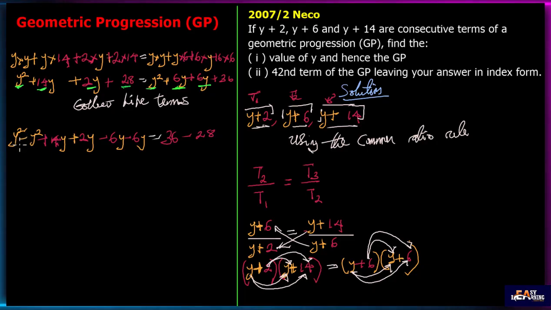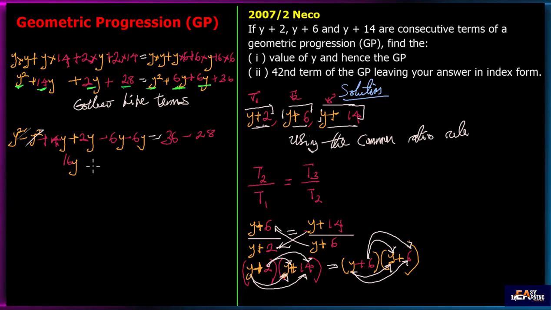Minus y, this will become 0, and then 14y plus 2y will give us 16y. 16y minus 6, and we have to just break it down. Minus 6 minus 6y minus 6y is minus 12y. So let's just tidy it up so that you understand better. 14y plus 2y is 16y.